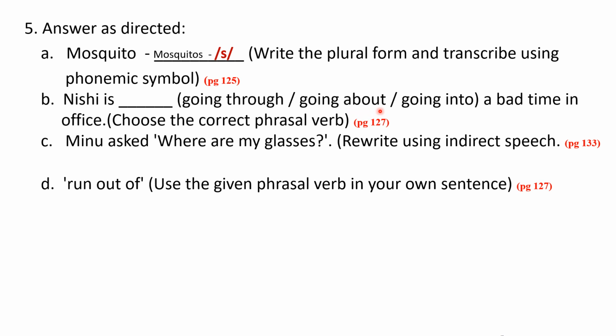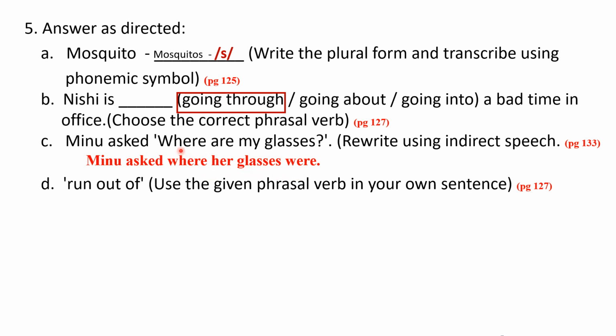Okay, Nishi is going through, going about, going into, a bad time in the office. Choose the correct phrasal verb. So what would be the correct phrasal verb? Going through means passing through. Then Meenu asked, where are my glasses? Rewrite using indirect speech. And the answer is, Meenu asked where her glasses were.